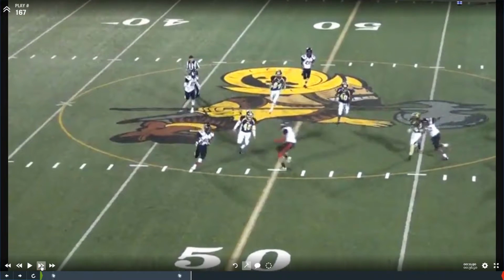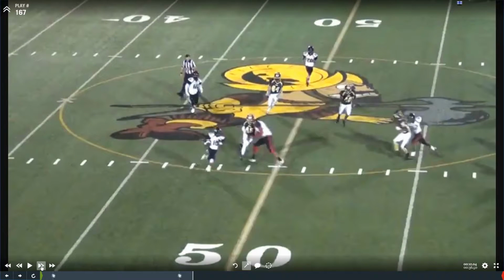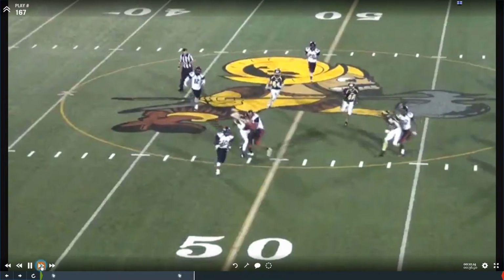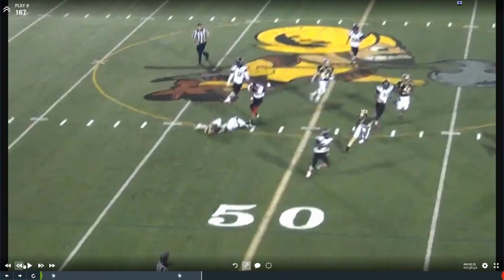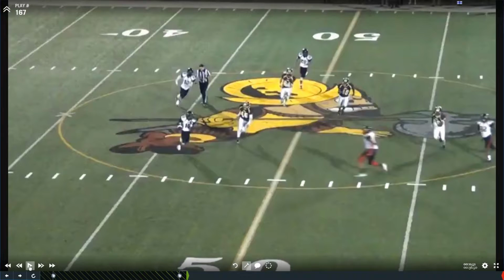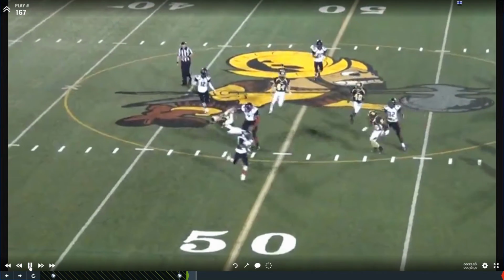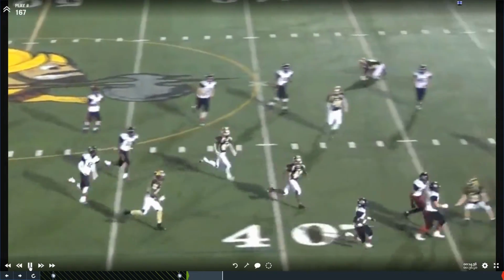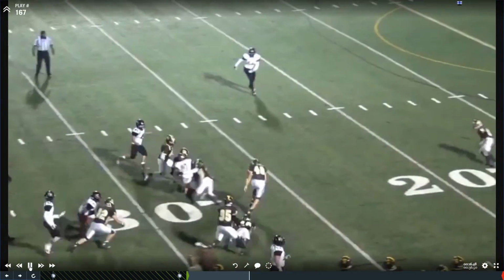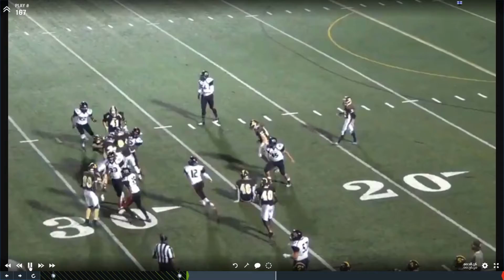Watch R9's actions. He dips. He launches. He strikes K45 with the crown of his helmet. That's definitely targeting. I'm going to run this back so you can see it in real time. We have two flags on the foul, and the foul was judged to be flagrant, and the ejection was upheld.